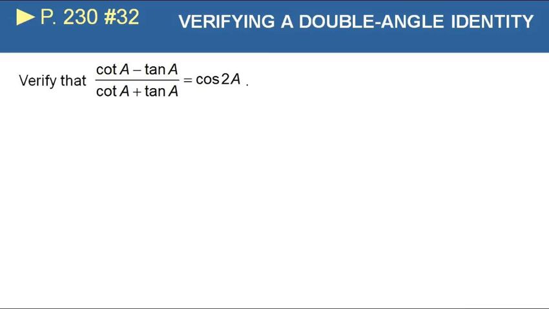Okay, here's one more we can do together. Verify that cotangent of a minus tangent of a over cotangent of a plus tangent of a is equal to cosine of 2a.